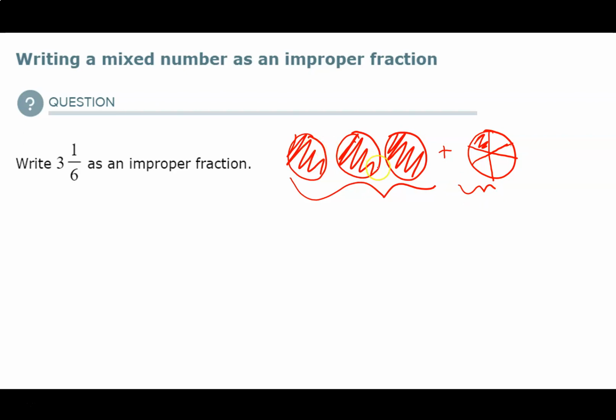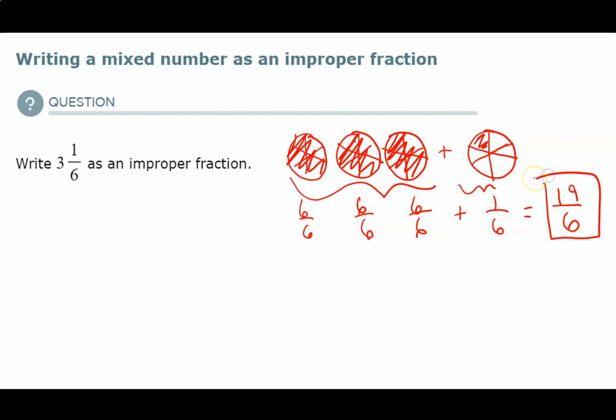Easiest way to do this, get the common denominator. If I split all of these into 6, that means this is 6, 6, 6, and then plus 1/6 more. 6, 12, 18, plus 1 more makes 19/6. Now, there's an easy way to get this without drawing a picture, but that's what this is coming from.